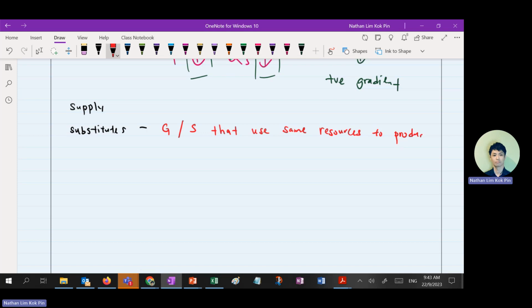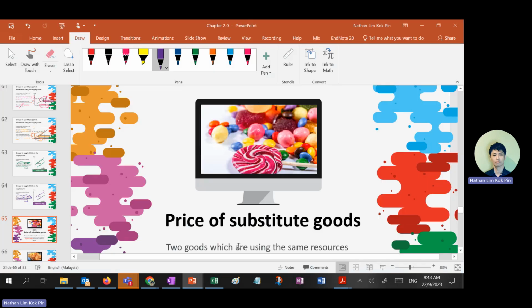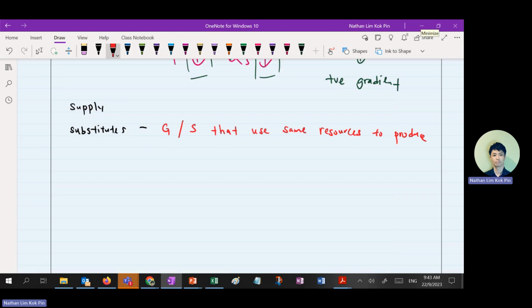For example, here is candy and lolly. This is my example. Candy and lolly, what type of resources do they use? The same. Sugar. Next time I'll read the song Sugar, but this time it's watermelon sugar. Okay, sugar, what else? Flavoring, flavors. What else?